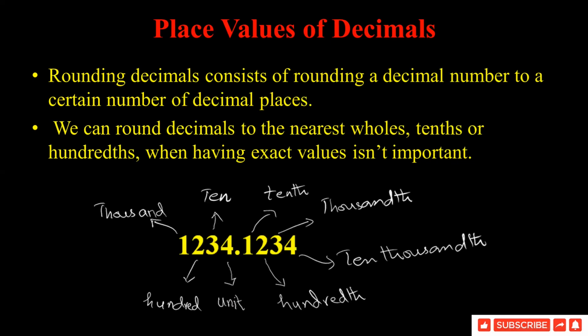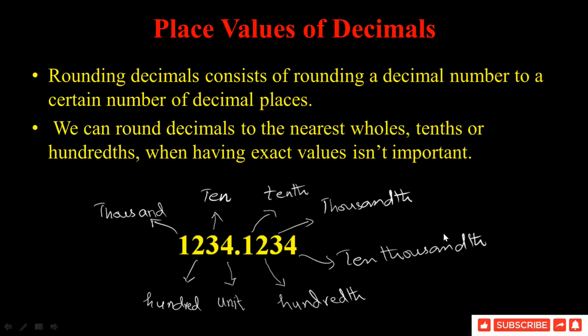Now look at this decimal number. Decimal number is 1234.1234. So here you see 4 is on the unit and 3 is 10. 2 is 100, 1 is on 1000. This is all the whole number places. But when we go to the right side of decimal, the first number on the decimal place has the 10th value. And this 2 is on 100th value. 3 is on 1000th value and 4 is on 10,000th value.